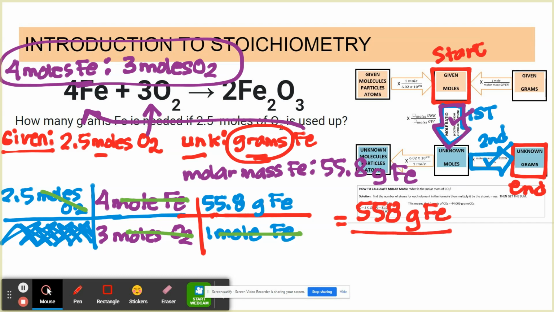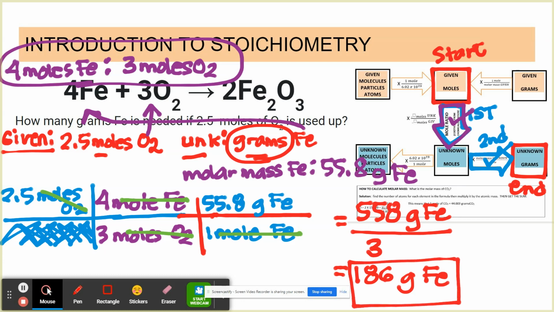All right. So I need to multiply the bottom, which is just 3 and 1. So 3 times 1 is simply 3. Okay. And I need to divide 558 by 3. Hey Google, 558 divided by 3. 558 divided by 3 is 186. Okay, so there's 186, and the unit is grams of Fe. And that is our final answer right there. Y'all see it? All right.